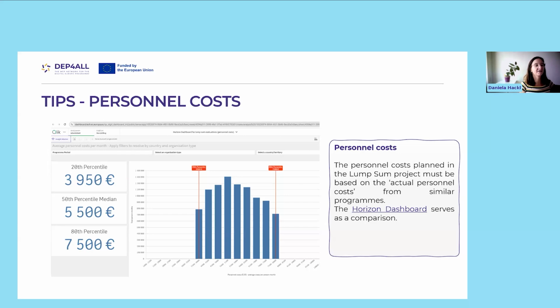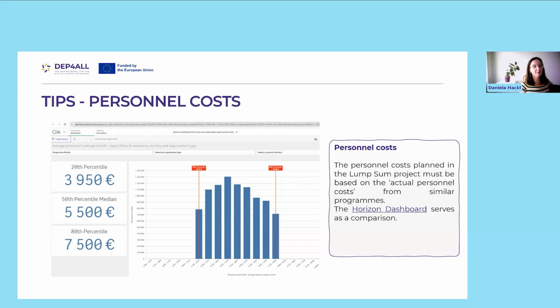This means that for the first one, 20% of staff funded in Horizon Europe projects, in this case, have been paid below 3,950 euros. For the 50th, it means 50% of all the staff have been paid below 5,500. And for the 80th, this means 7,500.